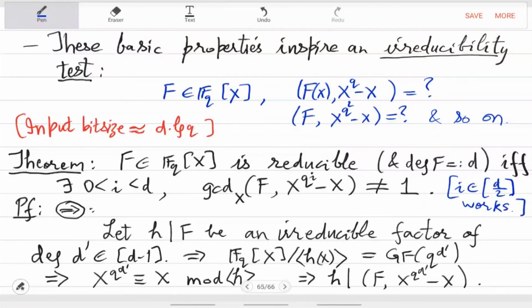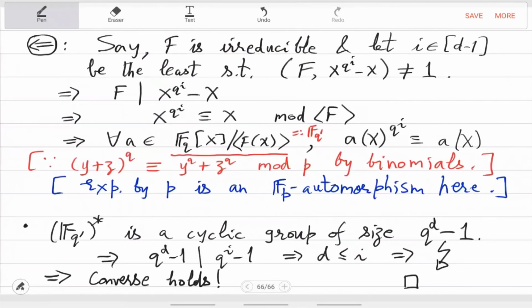So d by 2 is bad notation. Let me use the range: 1 less than or equal to i less than or equal to d by 2 works. Any questions? Okay. Yeah, so now for the algorithm, all the constituents are there.